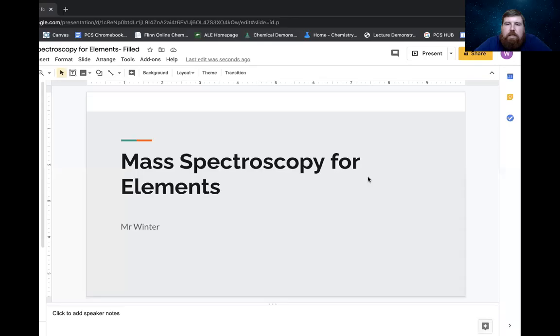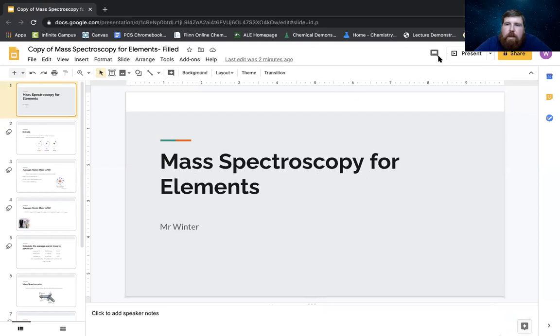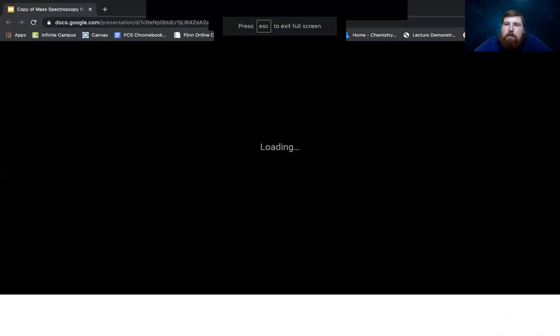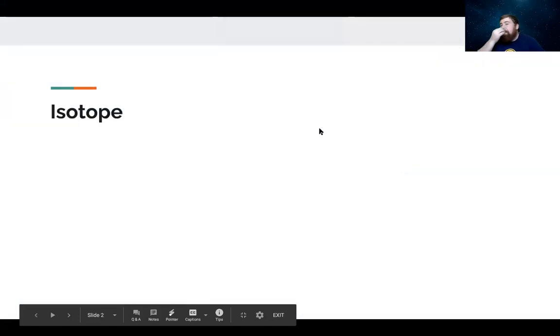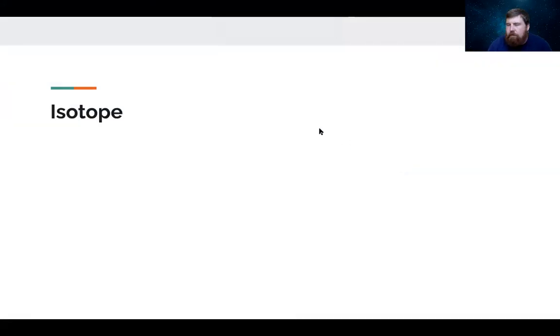Hey everyone. So today we're going to be looking at mass spectroscopy. We're specifically going to be looking at mass spec for elements. So let's go ahead and get into this. So really quickly, we need to review slash define a few terms and make sure we're comfortable with it. And the first one is going to be an isotope.